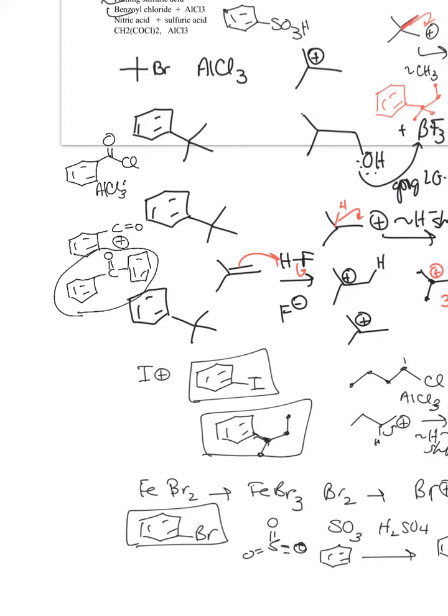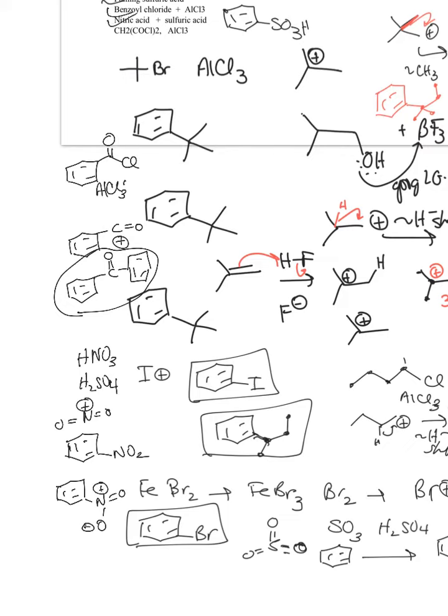Okay, the next one is we have nitric acid, HNO3, and sulfuric acid. This is going to make your nitronium. And this is going to react with benzene to do a nitration reaction to make NO2. And if you wanted to draw that out in its Lewis structure, remember that the oxygen has a negative charge and the nitrogen has a positive charge.